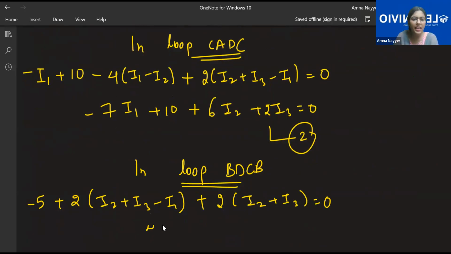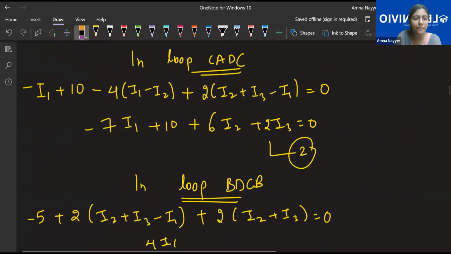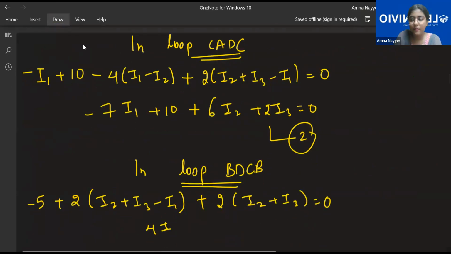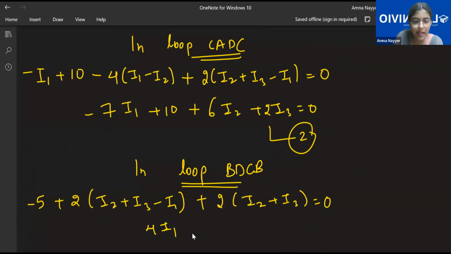Now see, you can simplify in any manner you wish to. 4I1 is here, and minus 5. Like this 5 is coming. You can shift it to any side, okay? You can shift it to the opposite side, so it will become positive. Then you can multiply this equation by 2, that will give you 10, or multiply it by minus 2, that will give you minus 10. Then you can equate both these equations. That won't affect your answer.